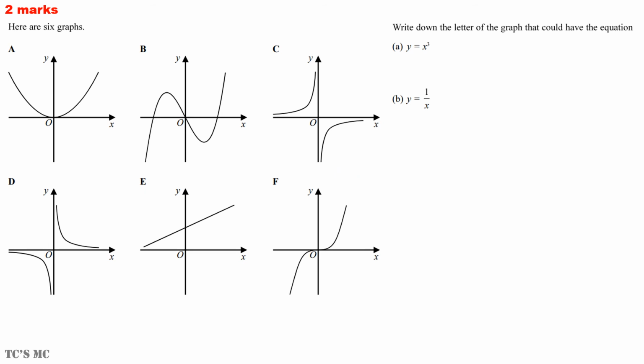Here are 6 graphs. Write down the letter of the graph that could have the equation y equals x cubed. X cubed is a cubic graph, so we're looking at B or F. Y equals x cubed only has one turning point. That means it can only be graph F. Now we have 1 mark. Y equals 1 over x is a reciprocal graph, so it could be C or D. Y equals 1 over x is positive, meaning it cannot be graph C. That means it is graph D. And now we have our second mark.